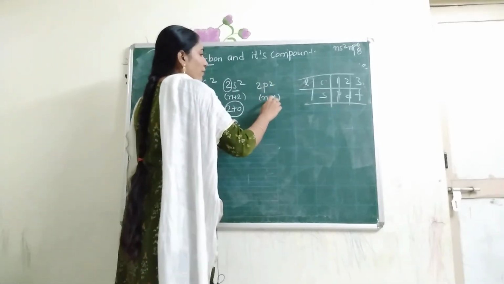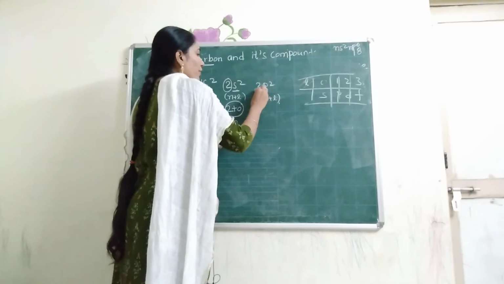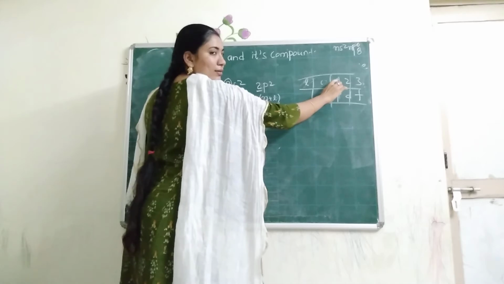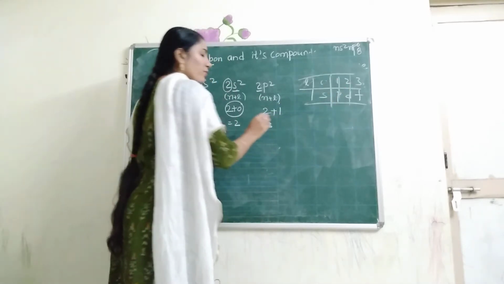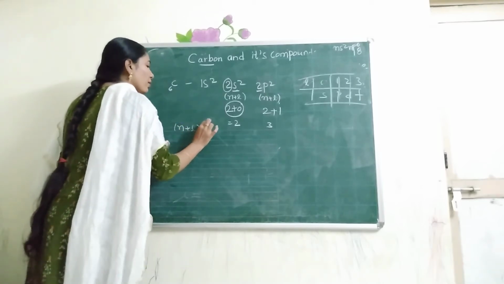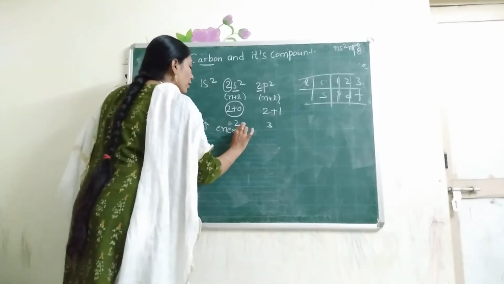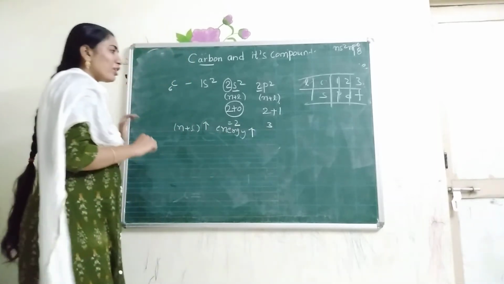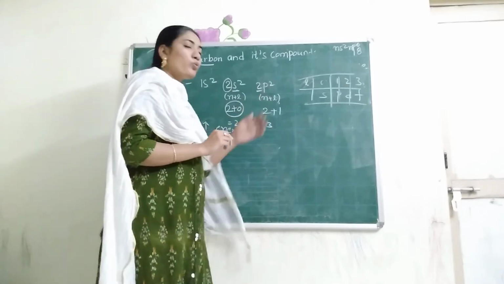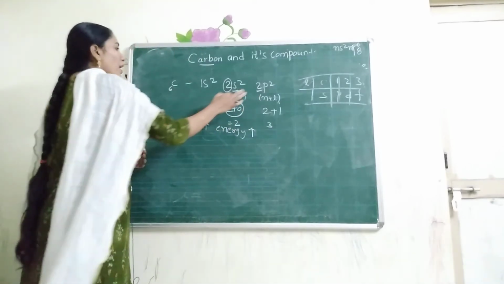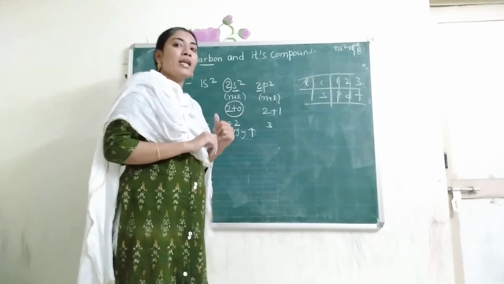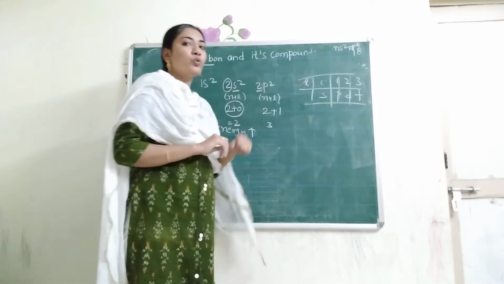Next, what is the n plus L value of this 2p orbital? The n value is 2. What is the L value? The L value for p orbital is 1. 2 plus 1 is equal to 3. As n plus L value increases, energy also increases. Now tell me which orbital has more energy? Obviously the 2p orbital has more energy compared to the 2s orbital. That means there is a difference in energies between the 2s and 2p orbitals.